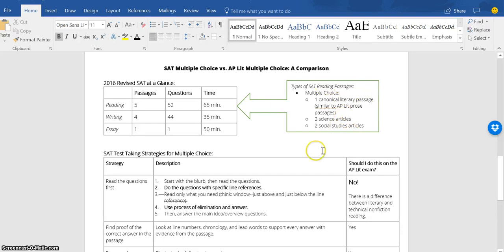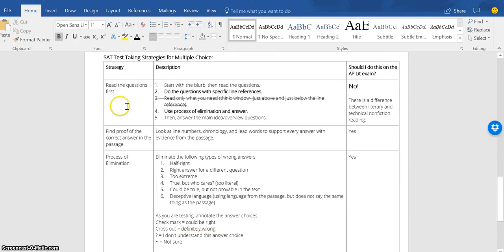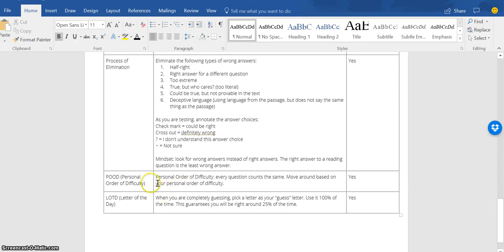So already looking at this, you should be thinking, okay, some things might be different because these aren't all literature. Some of them are some nonfiction reading, which is different from the fiction and the poetry that we're reading in class. Down below, I have some strategies that you learned or will learn in junior seminar. As you can see over here, most of these strategies that you learn in seminar will also apply to the AP exam. So, find proof of the correct answer in the passage? Yes, please. Process of elimination? Yes, please. Personal order of difficulty? Yup. And letter of the day? Yes, you should guess if it comes down to it.